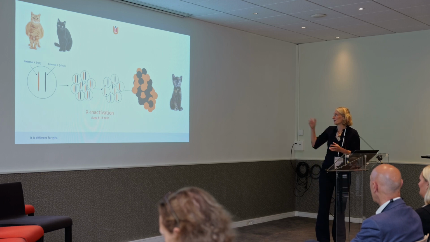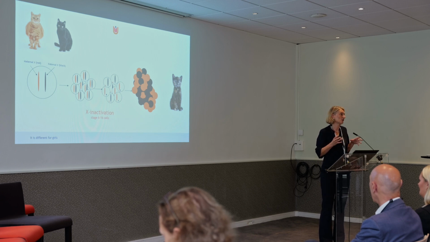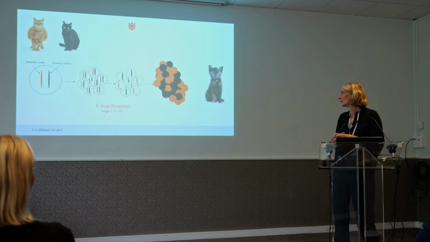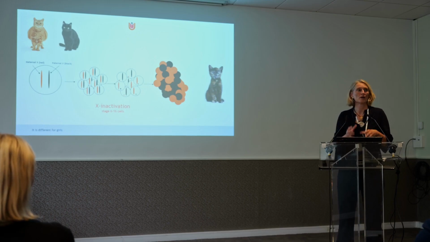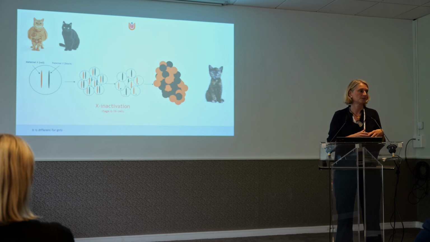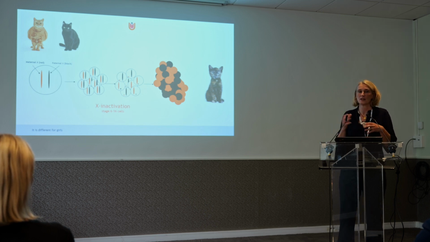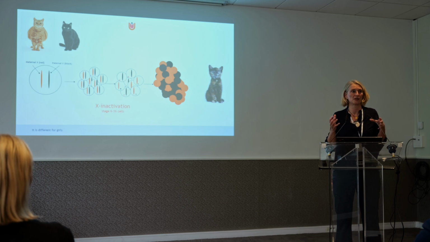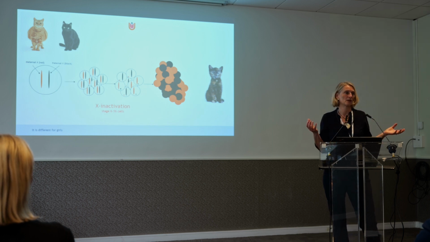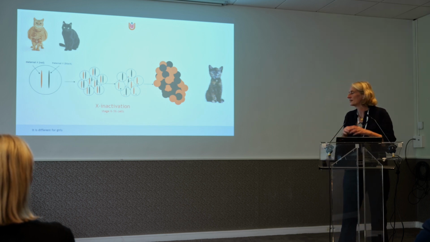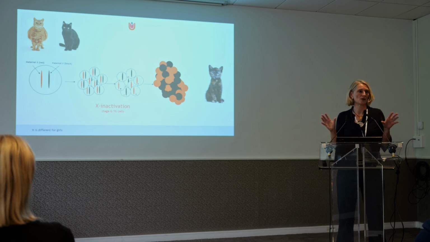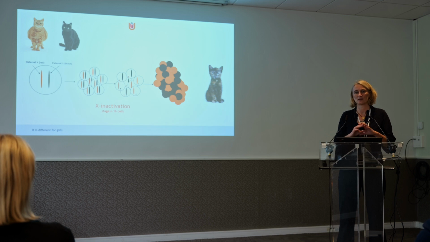And from this cell, this beautiful kitten is formed. And this cell starts dividing and dividing. And when there are 6 to 16 cells, so it's a very early stage, then X inactivation happens. And then in every cell, one X chromosome is switched off. And this is coincidental which X chromosome it is. So it can be the red copy, it can be the black copy. And this stays the same throughout life. So the X chromosomes that are inactivated stay inactivated during life.